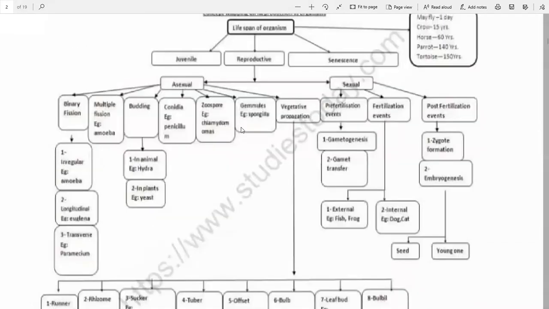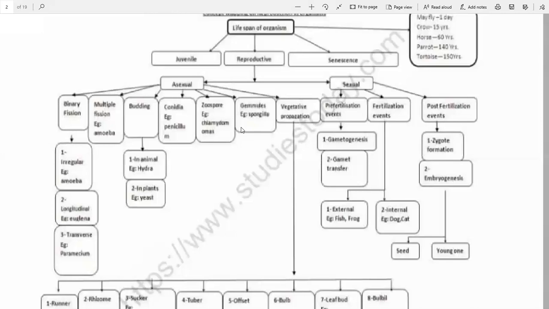Then comes sexual reproduction. Sexual reproduction comprises three events: pre-fertilization events, fertilization events, and post-fertilization events. Pre-fertilization events comprise two events: gametogenesis, that is formation of gametes, then gamete transfer, followed by fertilization events. This can be of two types, external or internal.